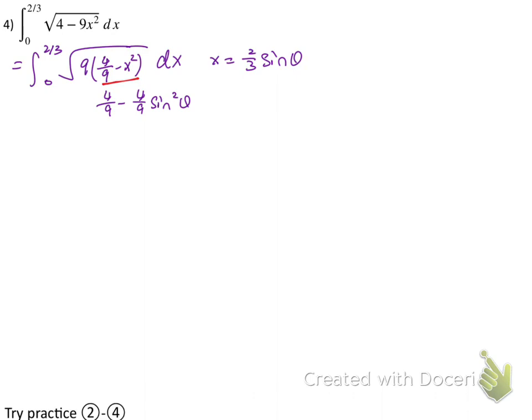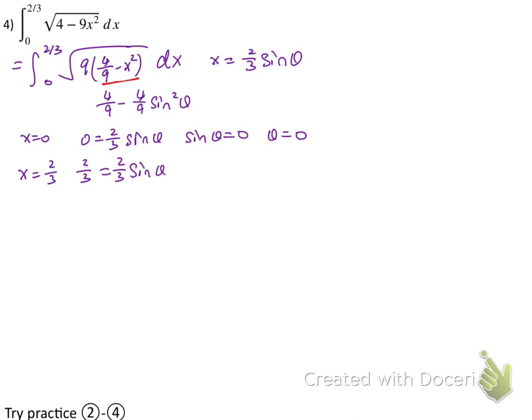Well, as I said, you have limits. When x equals 0, 0 equals 2/3 sine theta. So sine theta also equals 0, where theta equals 0. And when x equals 2/3, 2/3 equals 2/3 sine theta. My sine theta would be 1, where theta equals pi over 2. And these are what I was talking about. Hopefully you get nice limits for your theta, the new variable.